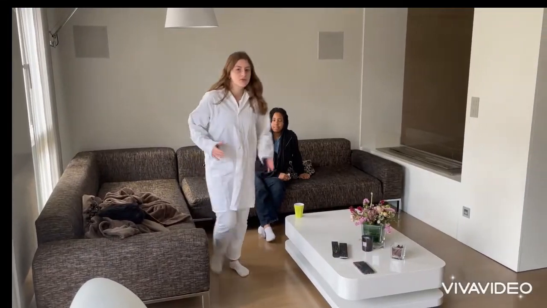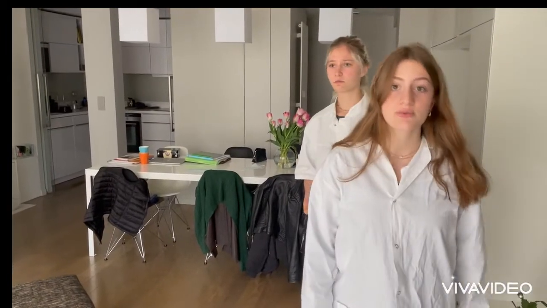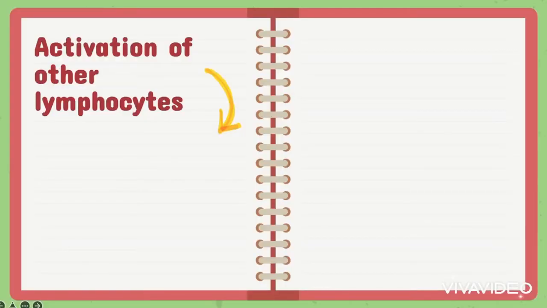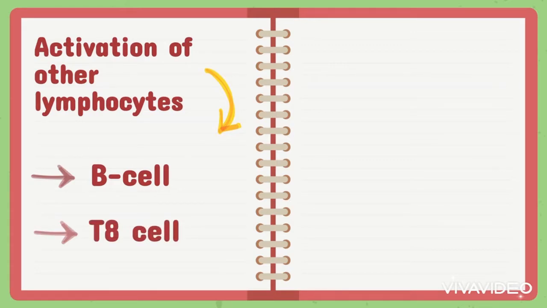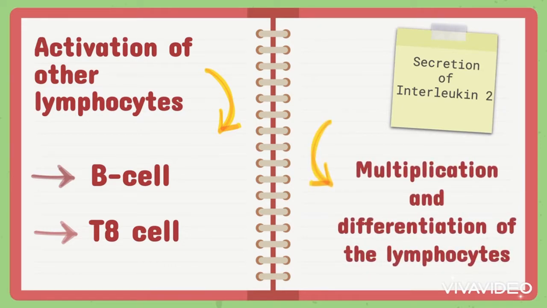At the end of the immune reaction, if the virus is not destroyed, a second reaction takes place, which is called the adaptive one. So the first step is the selection of T4 cells by an APC. Then this cell will activate two of the lymphocytes called the B cell and the T8 cell by secreting a molecule called interleukin 2, and these two cells will multiply and then differentiate.